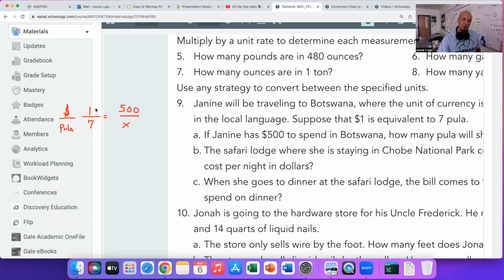Well, let's go ahead and work it out. You could cross multiply 7 times 500 and then divide by 1, or 1 times what gives you 500? Well, 1 times 500 is 500, so 7 times 500 will give me my answer. Now I know that 7 times 5 is 35 and then add 2 zeros, so it'd be 3,500 pula. Again, notice, guys, that even though I'm using units that I'm not familiar with, namely pula, I don't really know what a pula is, I can still use this method as long as you know what the unit rate is.